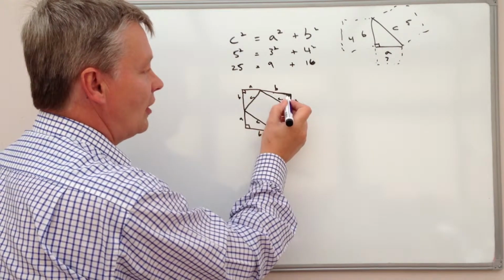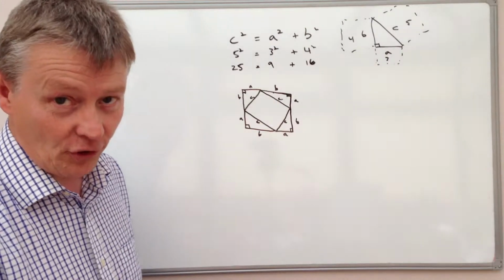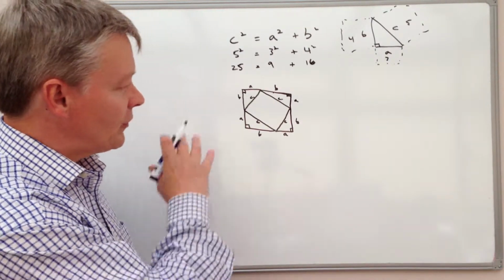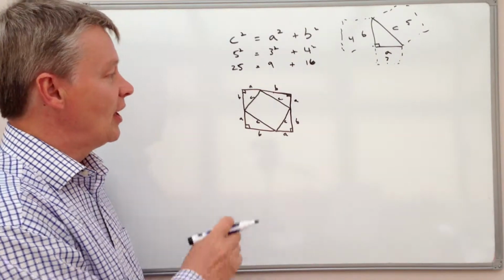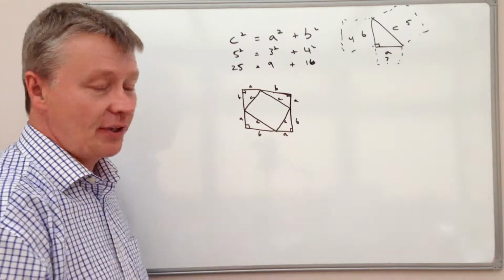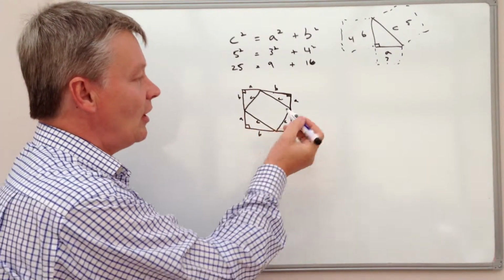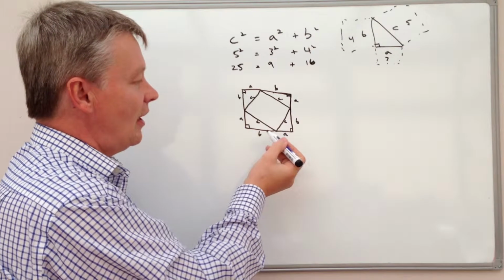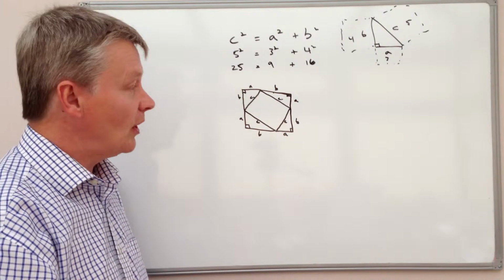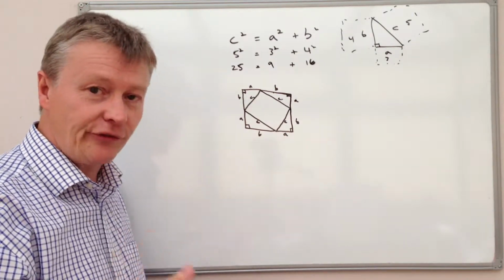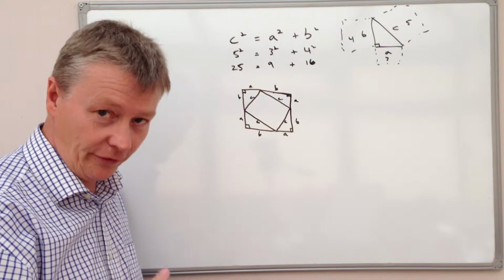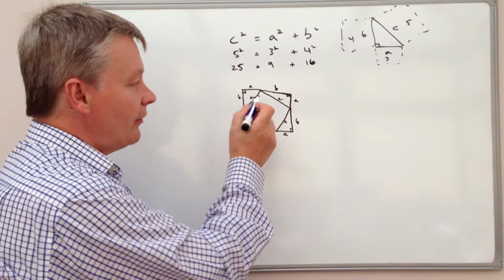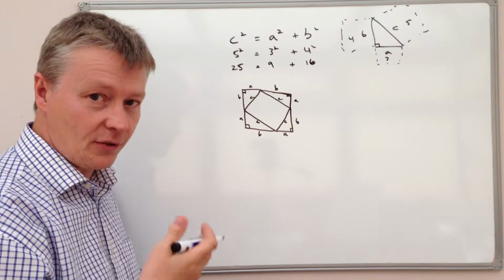And all of these triangles are right angle triangles. So what we've done is we've created a shape where the middle bit of the shape is a square, because all of these sides are equal. Well, the question is, how do you find out the area of that square? Because the area of that square is c squared.